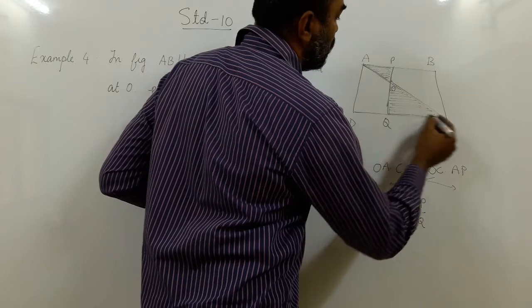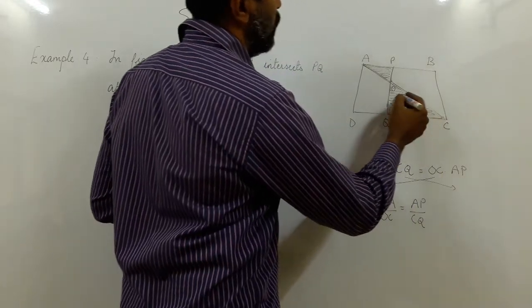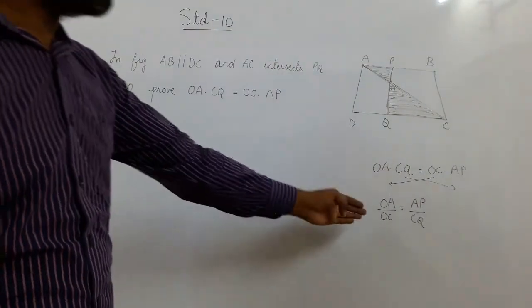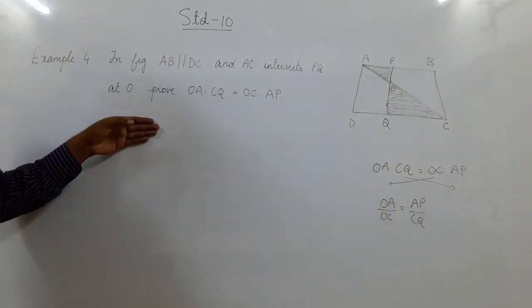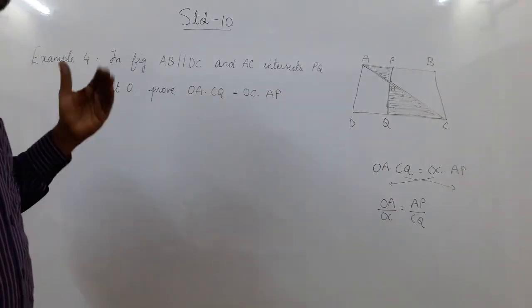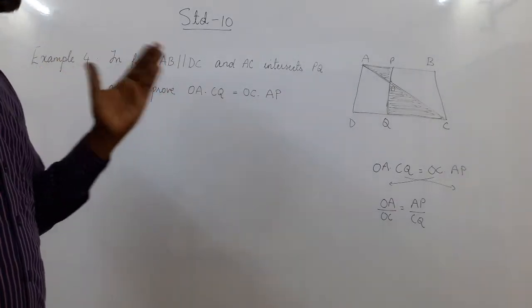These are the two triangles we should show are similar. If we can show these two triangles are similar, then the ratio of the sides will be equal and we will get this. So this is quite an easy sum and I hope you have understood it. But what I am trying to show you here is the line of thinking.